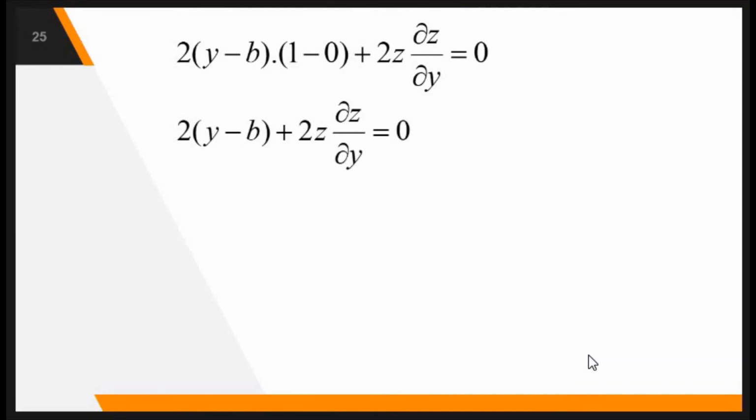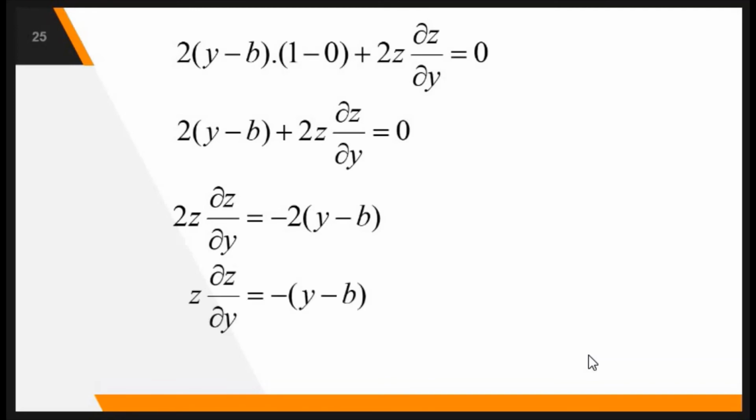The steps are similar to the process of finding p. So 2z into ∂z/∂y is minus 2 into (y minus b). Cancel 2 on both sides and replace ∂z/∂y as q. You get another equation 3. Now try to find a relation between these equations, that is 1, 2 and 3. Because our partial differentiation is of first order, I told you we have to find only p and q, that is enough.